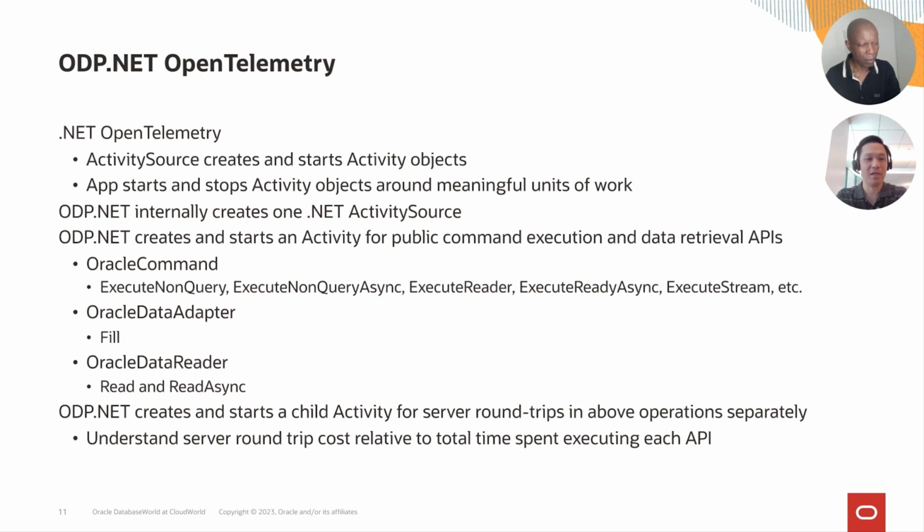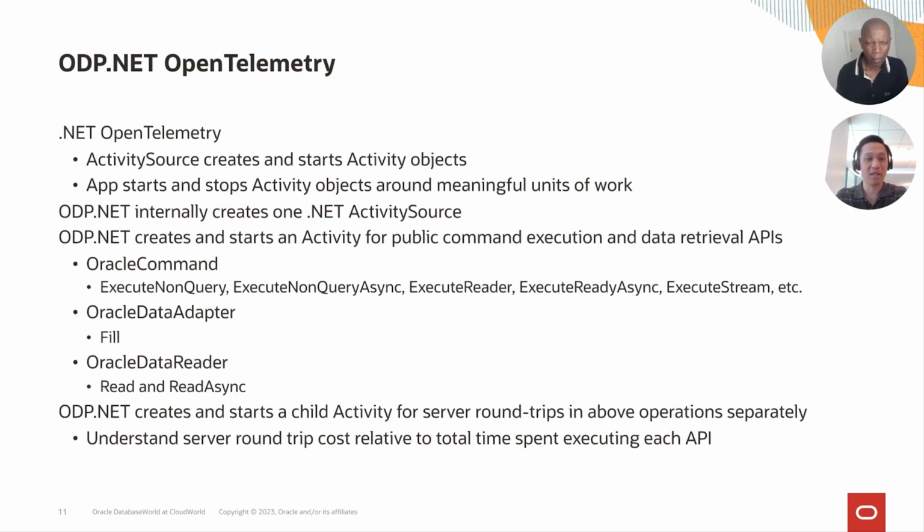So what you have is this activity source that will create and start activity objects, and then your app will start and stop these activity objects around some meaningful unit of work. And that meaningful unit of work is called a span typically, but in .NET parlance, it's an activity. They call it an activity there.